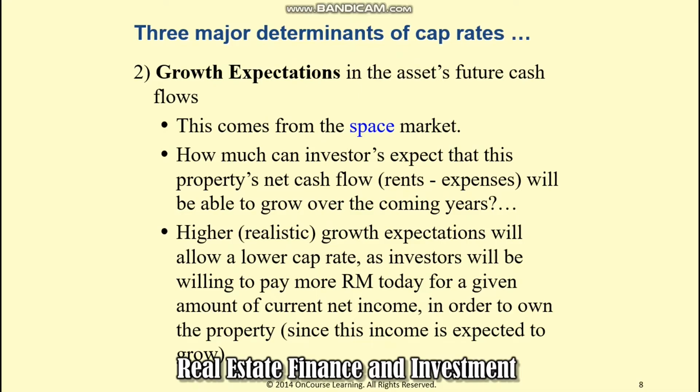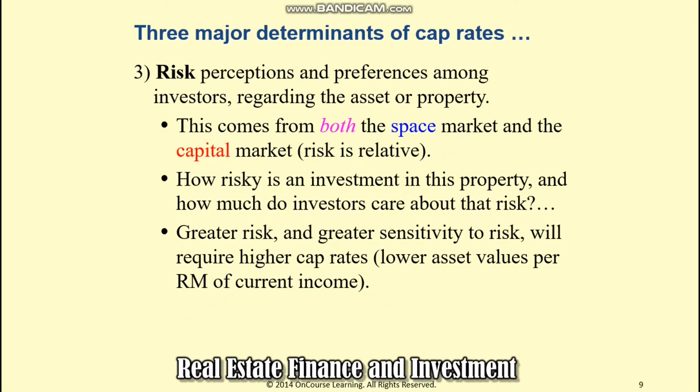Second is growth expectations in the asset's or property's future cash flow. This comes from the space market. It represents how much investors can expect that this property's net cash flow, which is rent minus expenses, will be able to grow over the coming years. Higher or realistic growth expectations will allow a lower cap rate, as investors will be willing to pay more ringgit Malaysia today for a given amount of current net income in order to own the property, since this income is expected to grow. And finally is risk perceptions and preferences among investors regarding the asset or property.